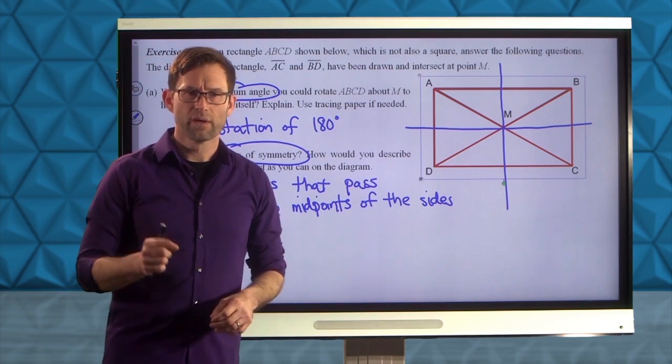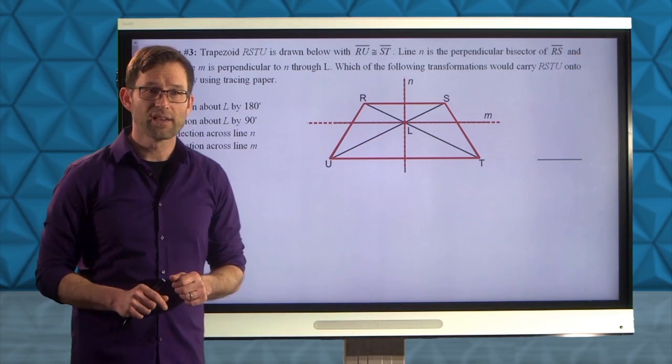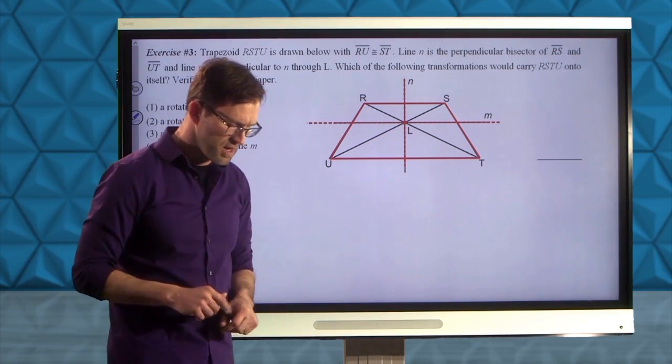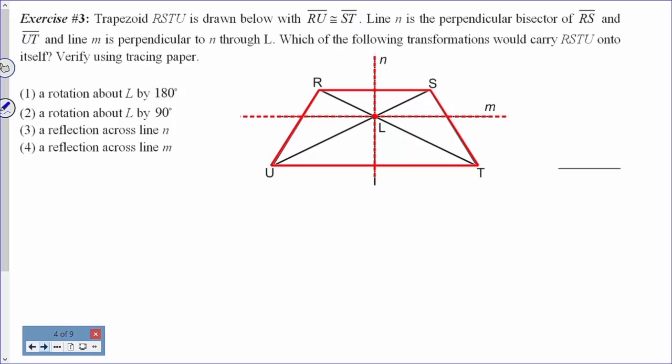Let's analyze the symmetry of some additional objects. All right, exercise number 3, we've got a nice trapezoid sitting here. We'll talk more about trapezoids in coming lessons, but let's take a look at what the problem asks us to do. Exercise number 3, trapezoid RSTU is drawn below with RU congruent to ST. Line N is the perpendicular bisector of RS and UT, and M is perpendicular to N through L. Ooh, boy.